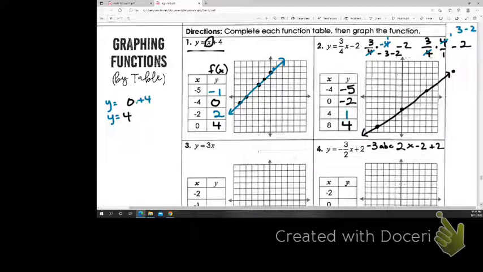Or you may want to do it on paper, but you're going to be replacing the x with each of these numbers. Take turns replacing the x. Then that table of values becomes ordered pairs that we'll put on the graph.